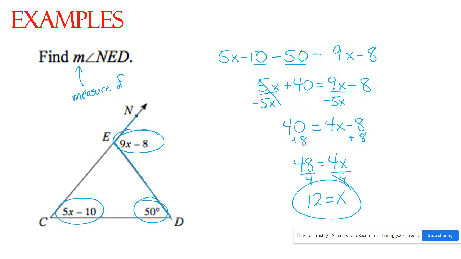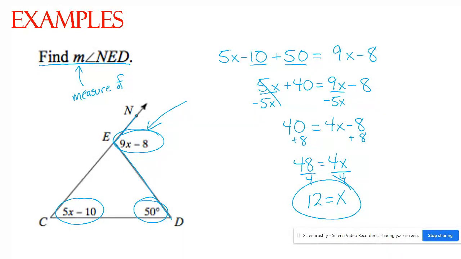However, this problem's not asking me to find x. It's asking me to find the measure of that angle. So I have one more step. And this is the most common mistake I've had in every geometry class I've taught, is just missing this instruction right here. So the hard work is figuring out what x is. But once you know what x is, you got one more thing to do. You got to plug it back in and figure out what this angle is.